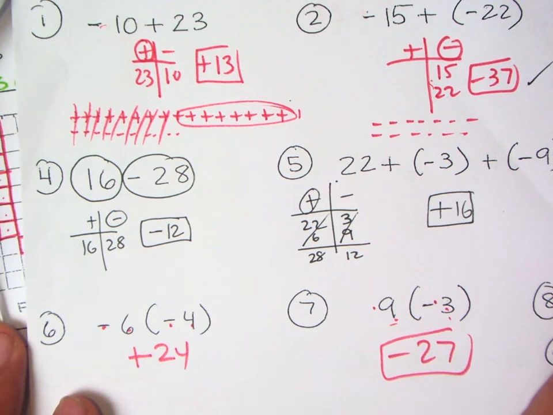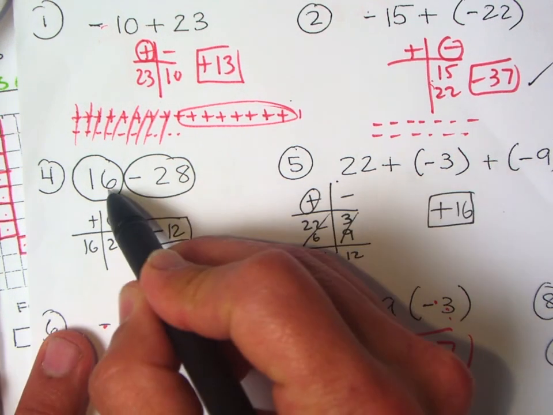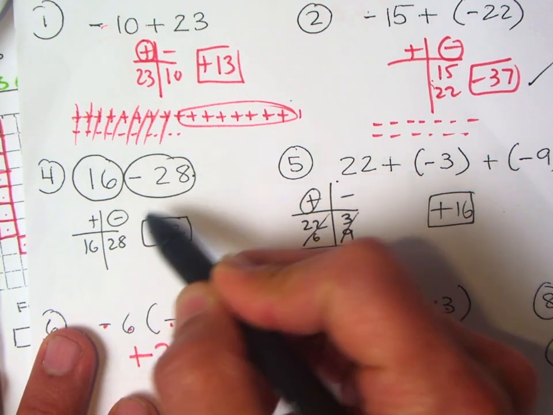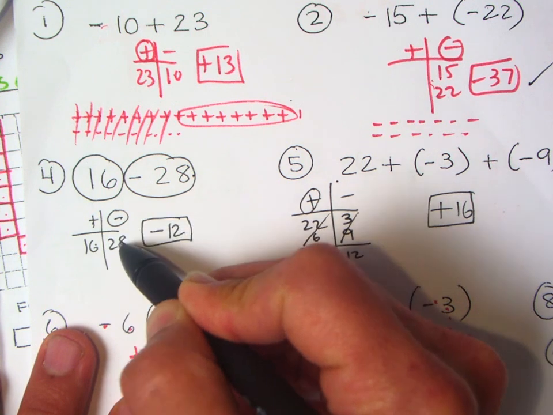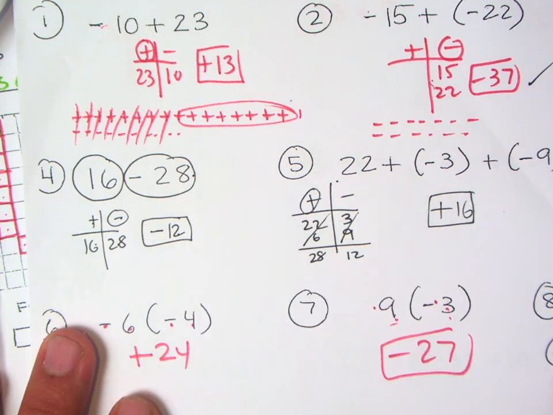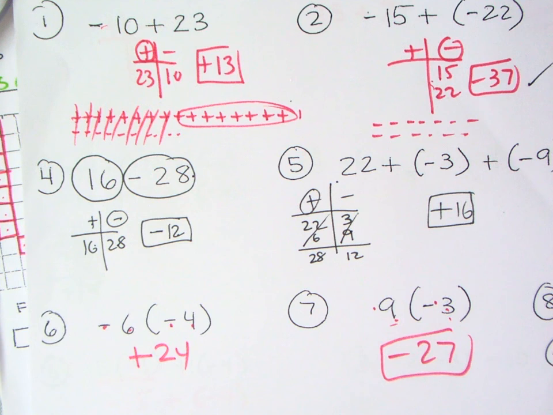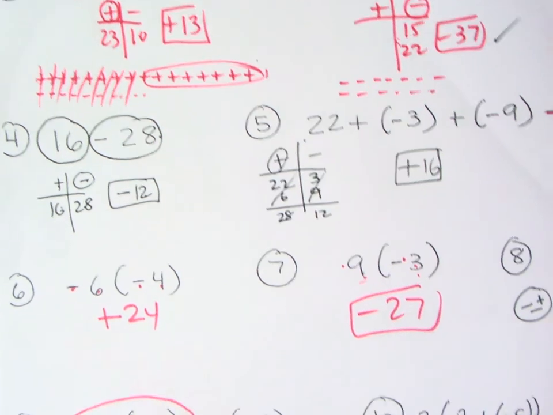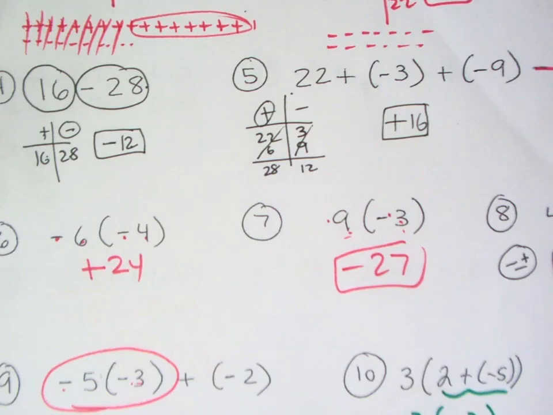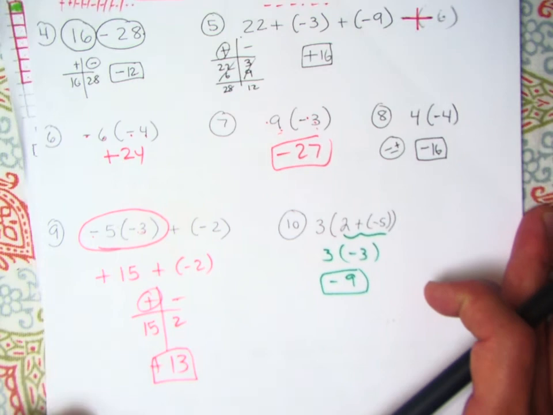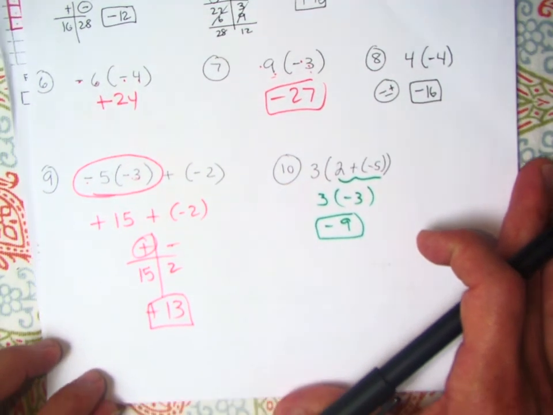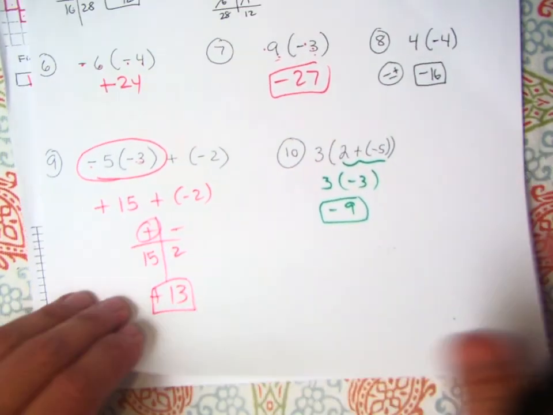All right, write this on a separate sheet of paper. 16 take away 28. So 16 is positive, -28, and they won by -12. Okay? All right, and I think those are all the answers. So if you want to look at them real quick, so we can move on. Okay, and there you go.